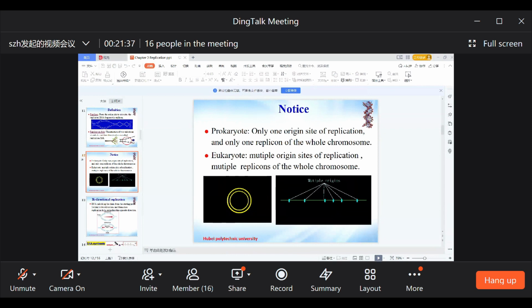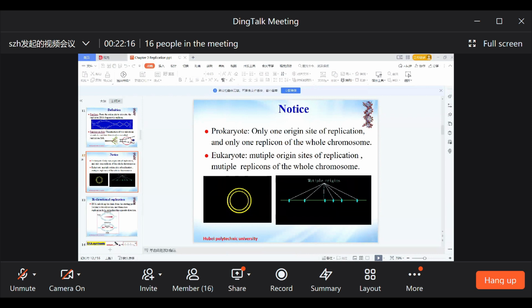Here, pay attention: in prokaryotic organisms, there is one chromosome DNA and one plasmid, and you can see there is only one origin site of replication, so the whole chromosome is replicated from one origin. For the eukaryotic organism, you can see multiple origins of replication, like this.